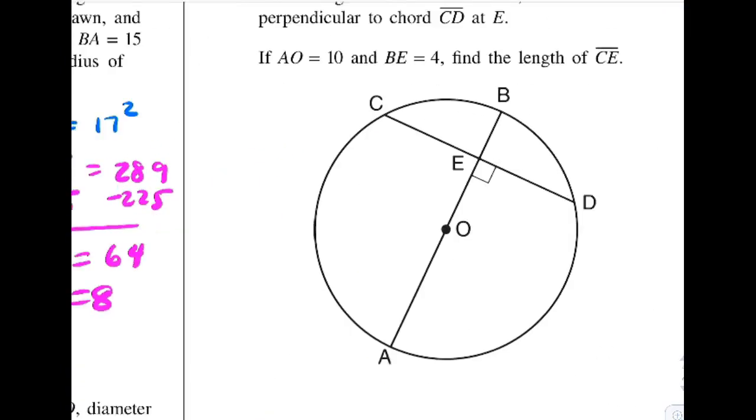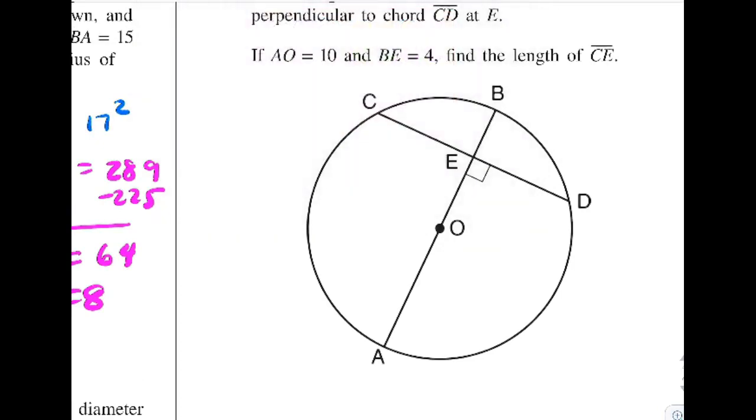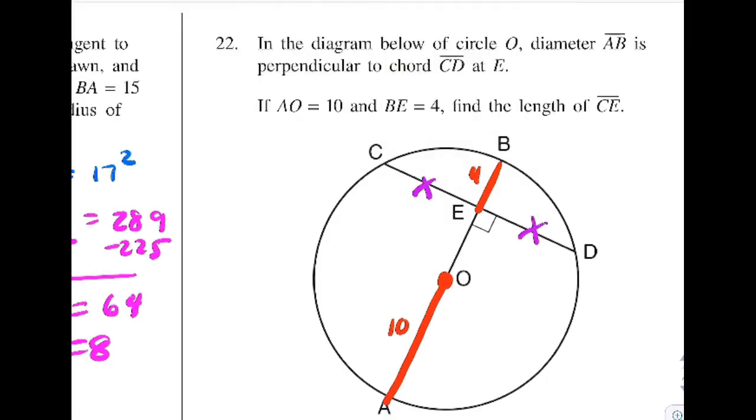22. If AO is 10, AO is 10, so that only goes to that part there. And BE is 4. Find the length of CE. This one's a little bit of a curveball because you're missing this little section here. It's not a radius, it's like part of the radius.